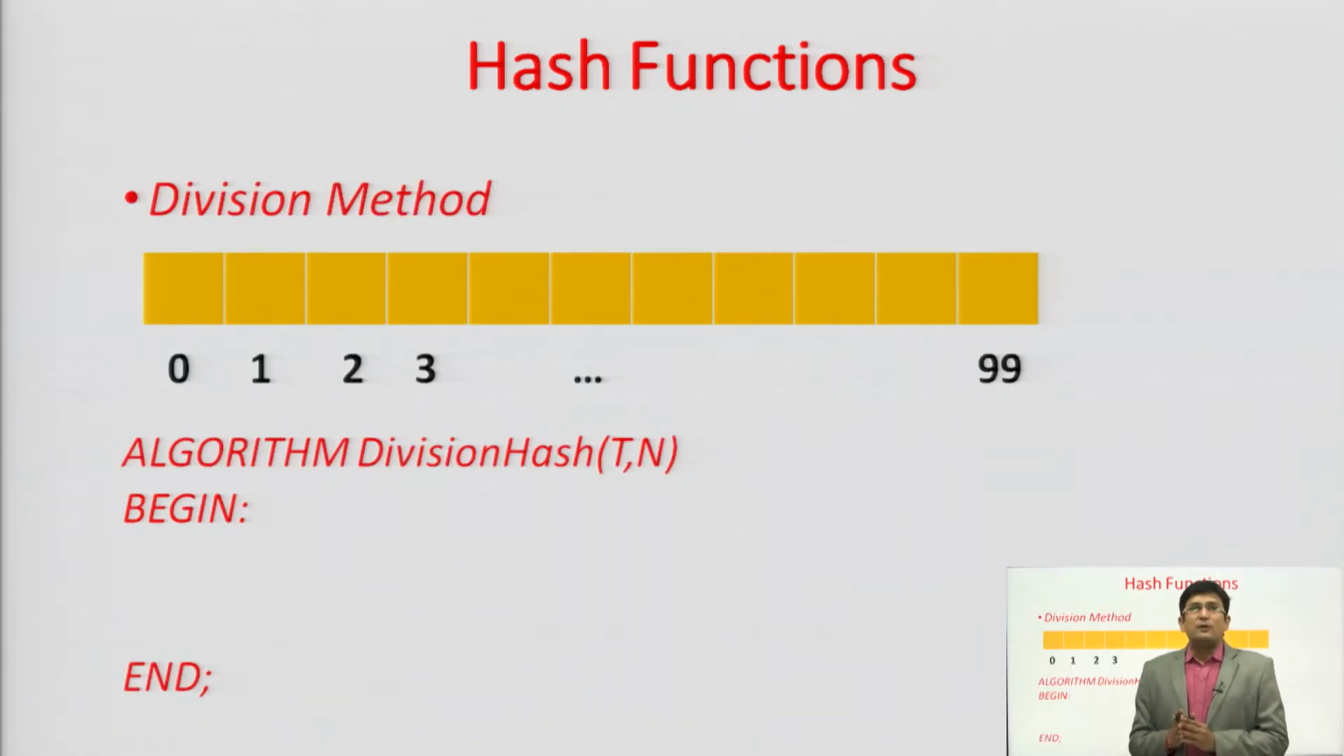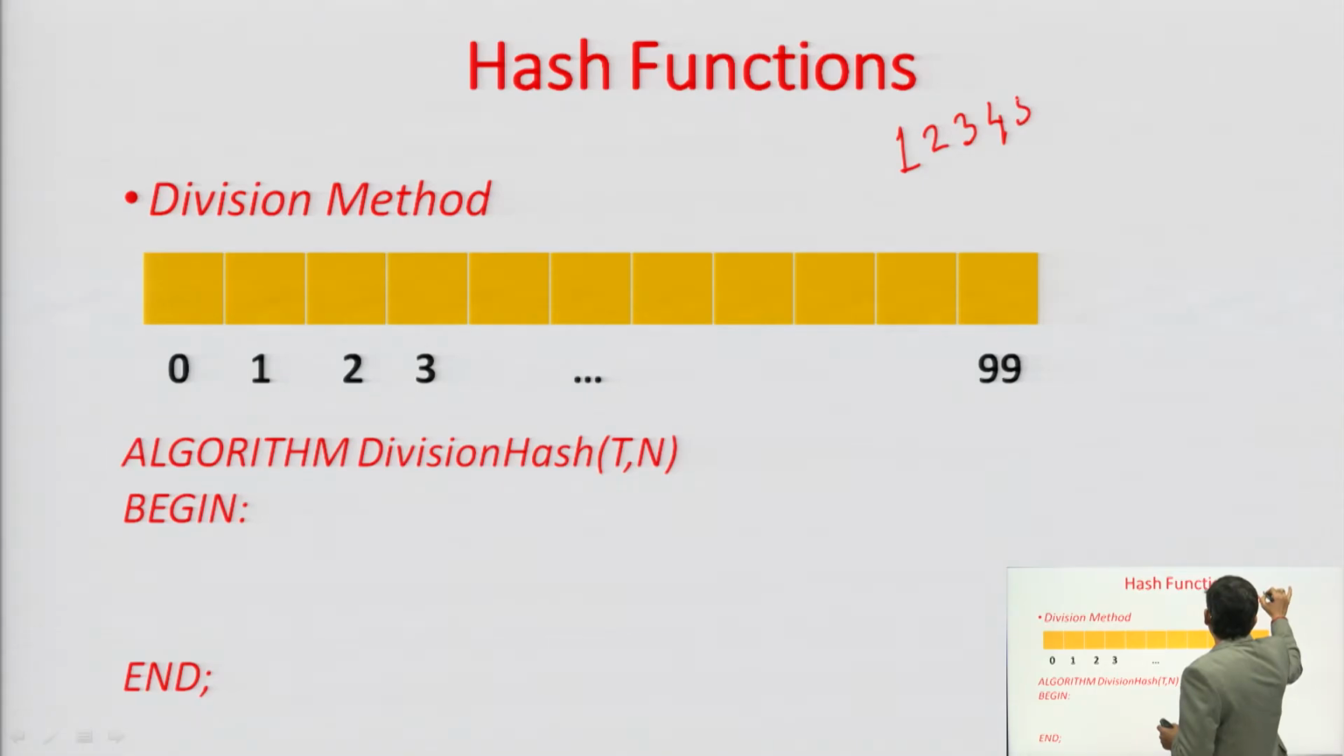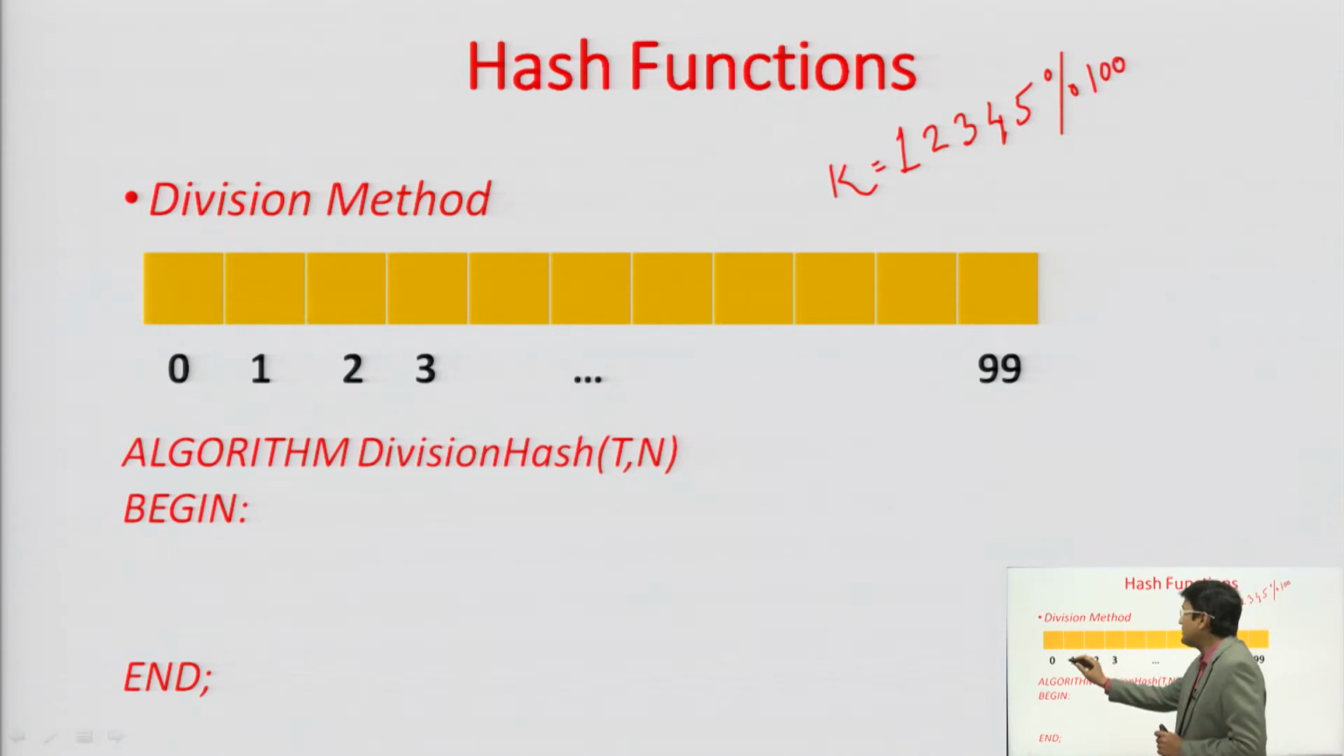Now let us have a look at the division method in detail. Let us say I have the key 12345. This is the key given to you, and you have to find the address, the location of this key in the hash table. For finding the address, the simplest method could be to divide by 100, in case the address is of 2 digits.